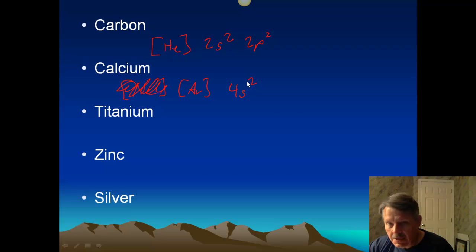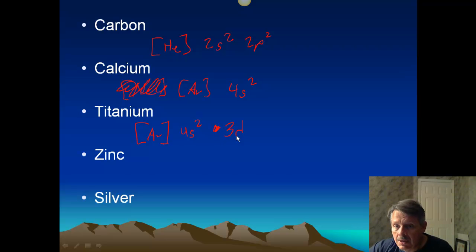How about titanium? Very similar to calcium. It's still going to be argon, and it's going to be 4s2 because I filled up the s. But then it's going to be 3d2, because that's titanium. How about zinc? Same line, real similar. Argon is my last noble gas, 4s2, 3d10.